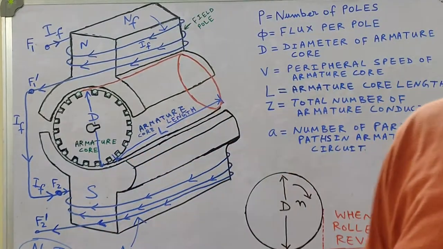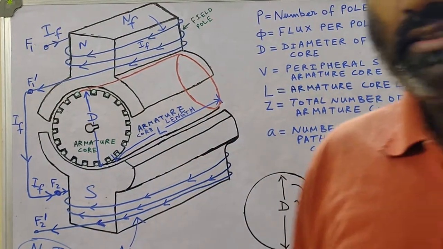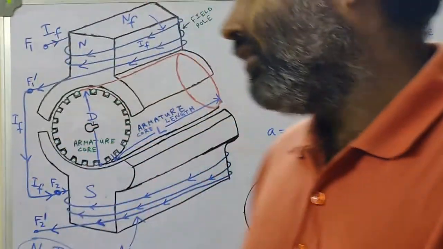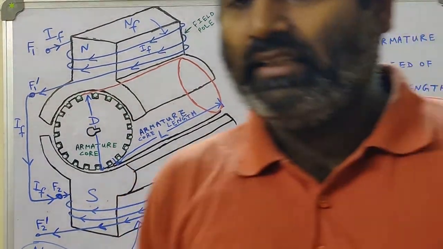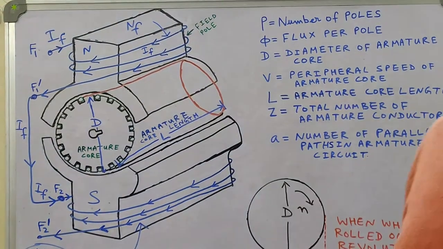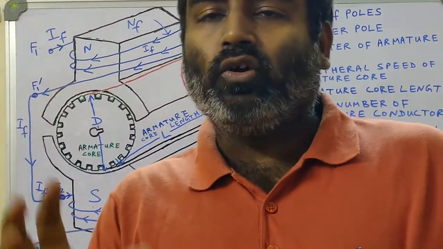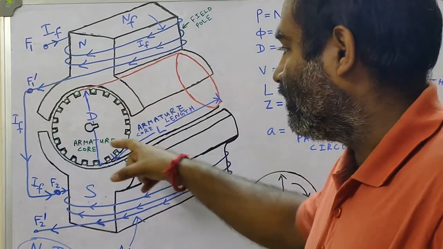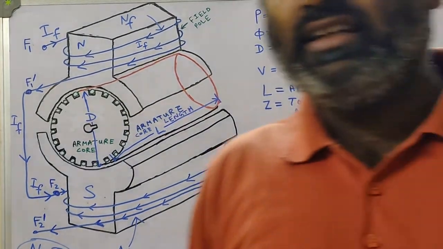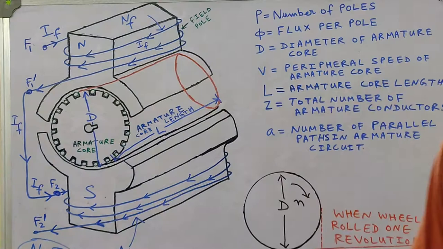It is a laminated cylindrical structure. That means what? We are making up this kind of cylindrical structure by placing circular laminations, which are known as armature core stamping, one over another, such that the slots and teeth are aligned and this kind of structure is developed. Okay, so this is done in order to reduce eddy current loss.